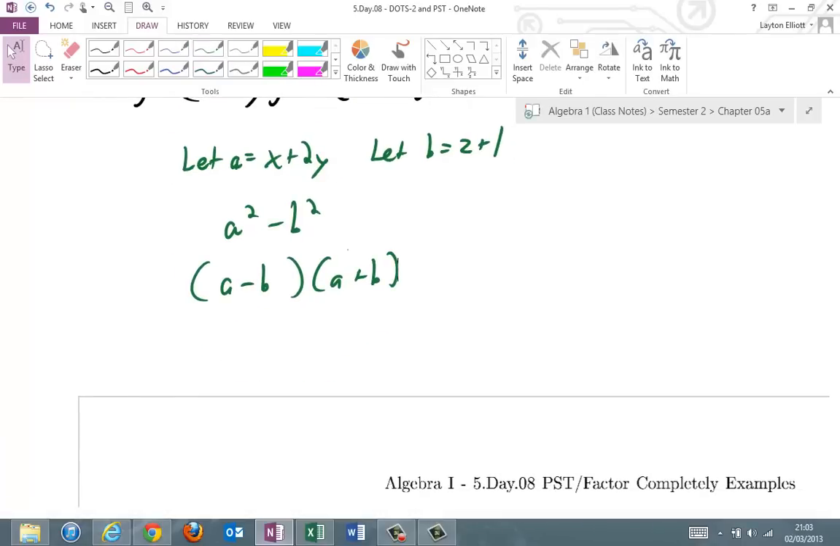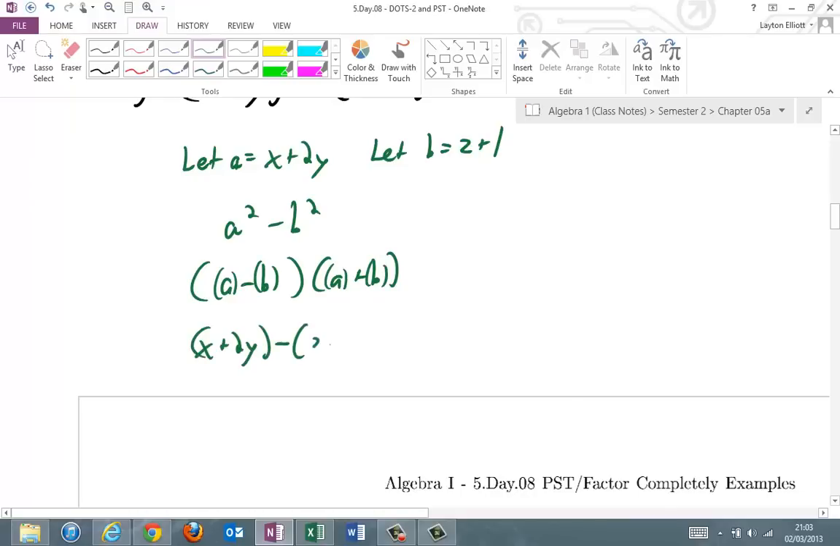Now I'm going to substitute back. a was x plus 2y. So keeping in mind that we need to keep these in parentheses themselves, I'm actually going to have x plus 2y minus, and my b was z plus 1, big parentheses, and then the second one is x plus 2y plus z plus 1.